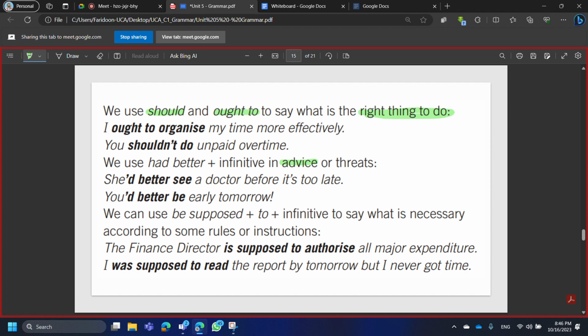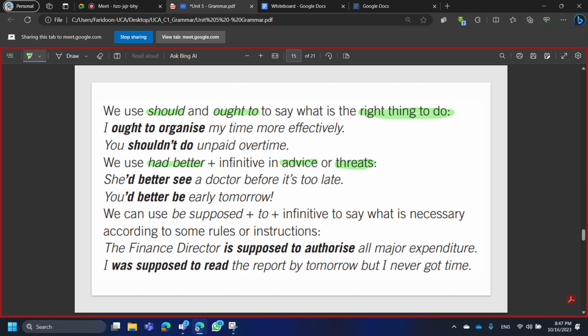Okay, and you can also use had better. You can use what, guys? Had better plus an infinitive, once again, in giving advice and giving threats. So both of them, something very positive and also something very negative. We're using had better plus an infinitive.